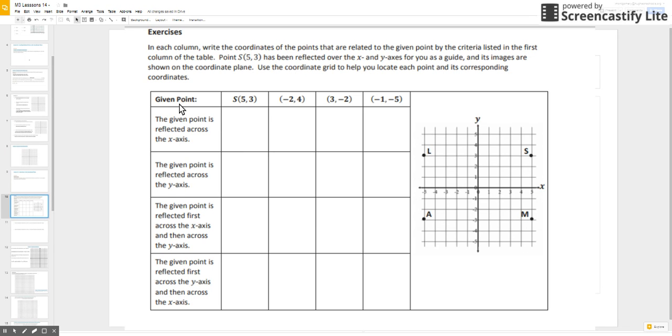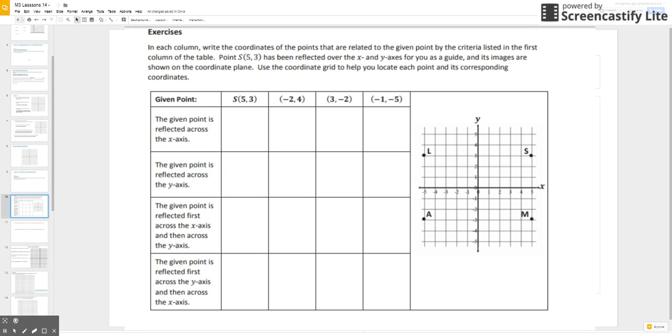So we look at the first point, S, is (5, 3). Here's S at (5, 3). It says the given point is reflected across the x-axis. So if this is the point, we find the x-axis and it's reflected over it. Very similar to what we did in example 1 with the number line. This is 1, 2, 3 units away from the x-axis. That means its reflection must be 3 units away in the opposite direction. S is above, that means its reflection, M, is down here, which is 3 units away.